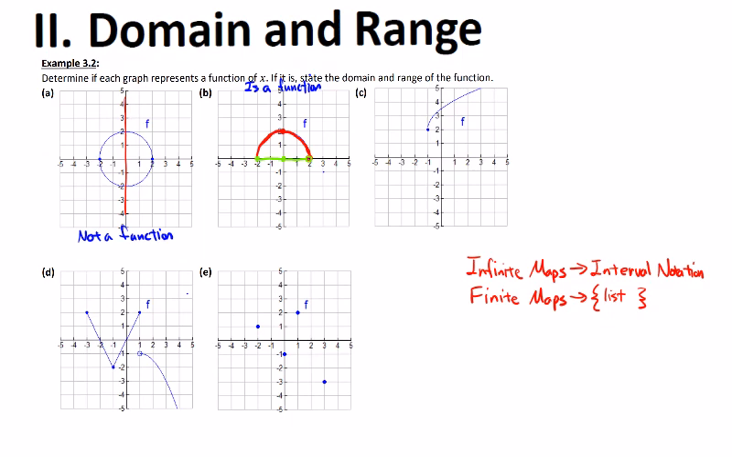So the domain is always going to describe the x values that are being used. So here I would say that the domain of f is the interval from -2 to +2. Now I'm going to include -2 because there's a solid point there, but I won't include +2 because it's an open point there at the end. And the range can be done in the same way.